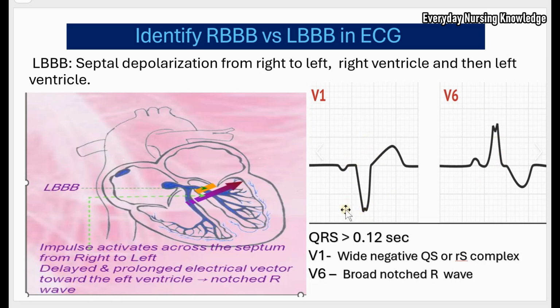Now coming to V6. V6 is located on the left side of the heart. So first, from right to left, it creates a positive wave. The right ventricle, away from V6, creates a negative wave, and then the left ventricle, towards the lead, again creates a positive wave. That gives a broad notched R wave in V6, or an M-shaped pattern.